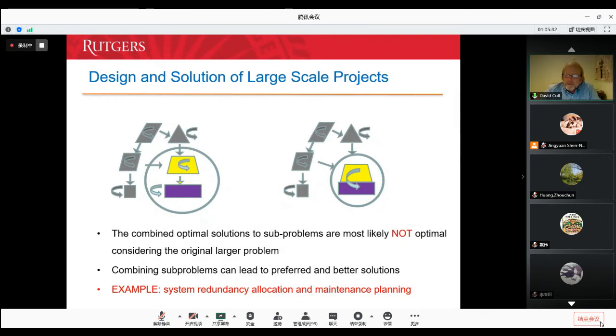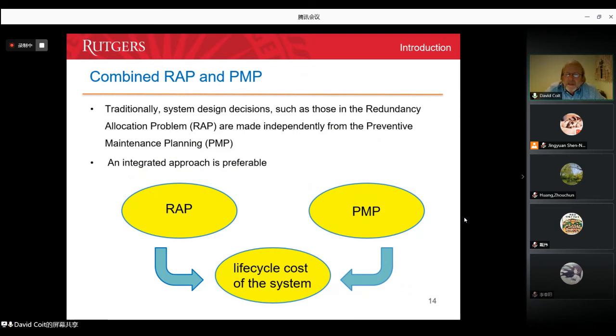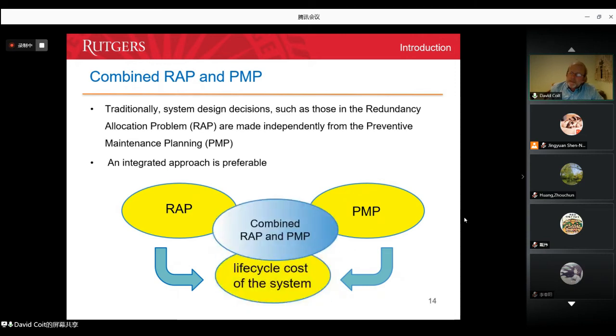And what's my example? In red down at the bottom, system redundancy allocation and maintenance planning. Now, right now, system design or the redundancy allocation problem is typically done separately, and it of course impacts the life cycle cost. Preventive maintenance planning is done usually given a design, and it impacts the system life cycle cost. But if I can integrate and combine them, I can perhaps have even lower life cycle cost of the system.